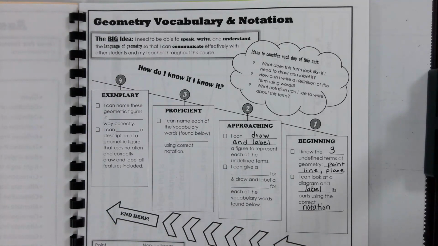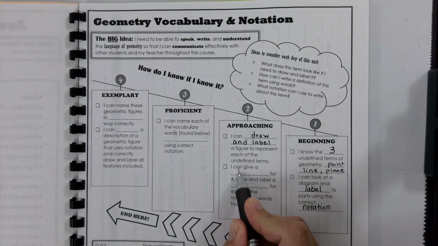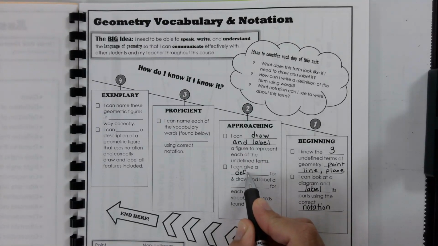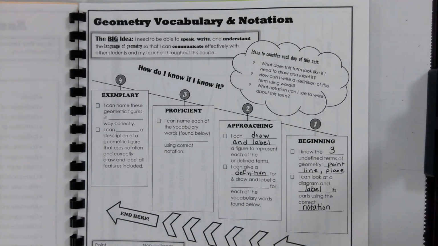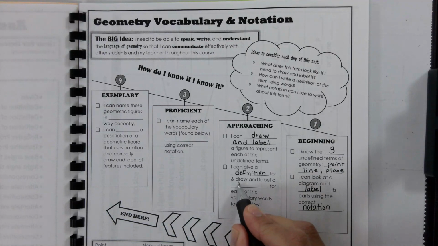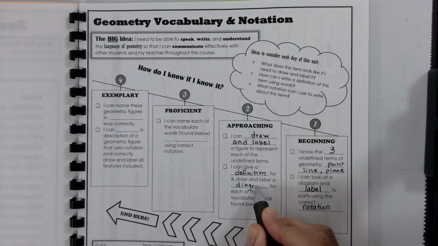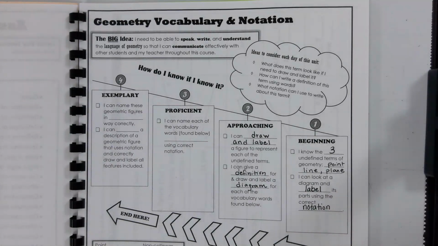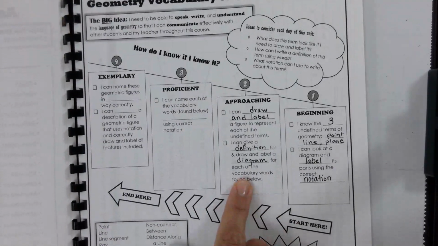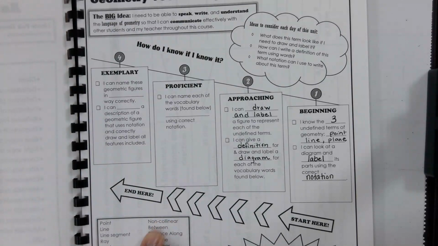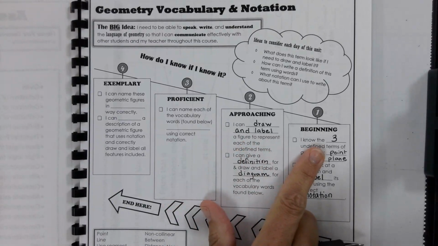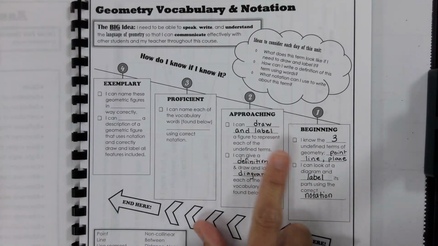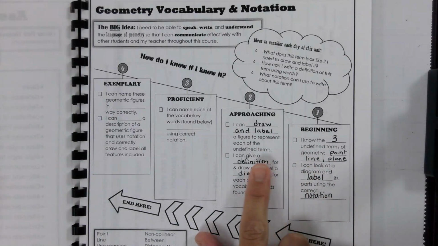Also in the level 2 is I can give a definition for and draw and label a diagram for the vocabulary words below. The vocabulary words are in the box just underneath here on the left hand side. So basically it's the same kind of idea. I know them, I can draw and label them, I can use the correct notation, I can draw and label them for the vocab words.